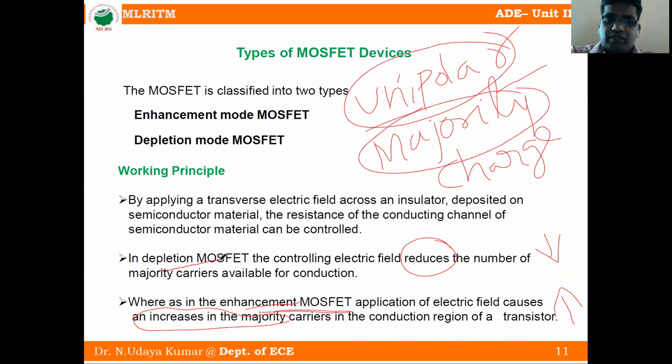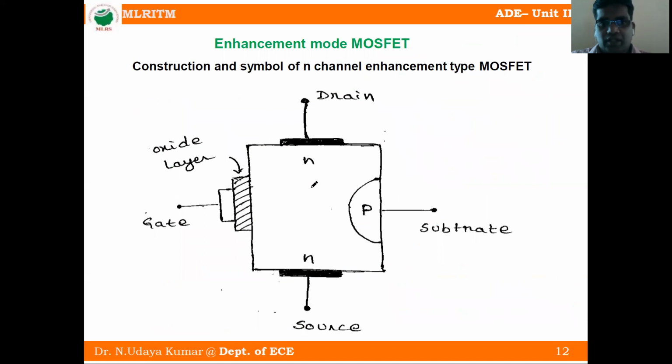So in depletion mode the number of majority charge carriers is decreasing, whereas in enhancement mode the number of majority charge carriers is increasing, whenever the transverse electric field is applied. This is the principle of MOSFET. We will see it in detail now.